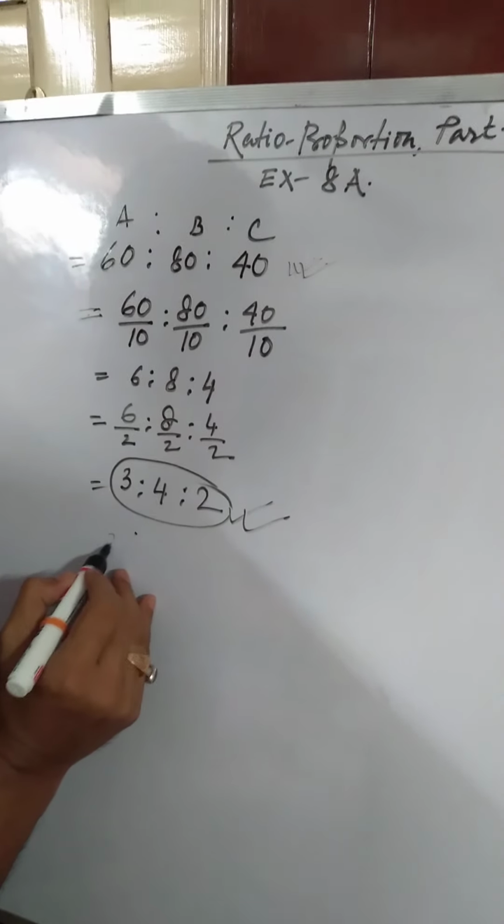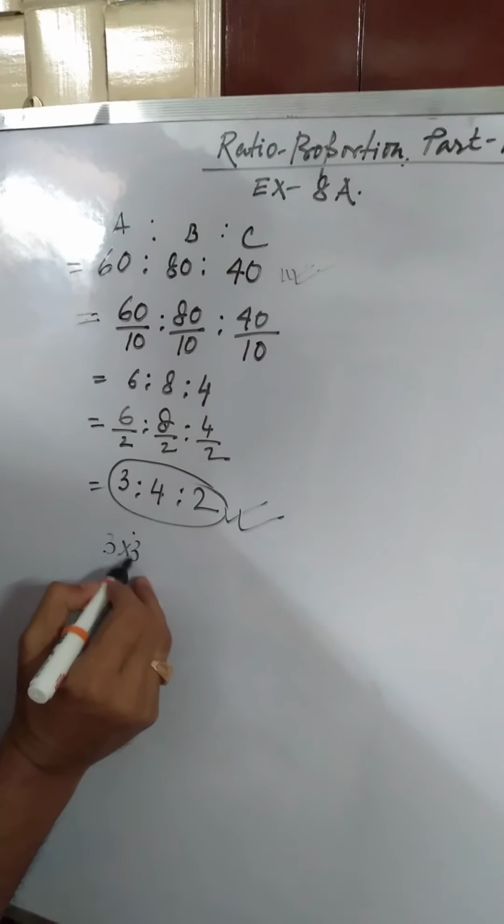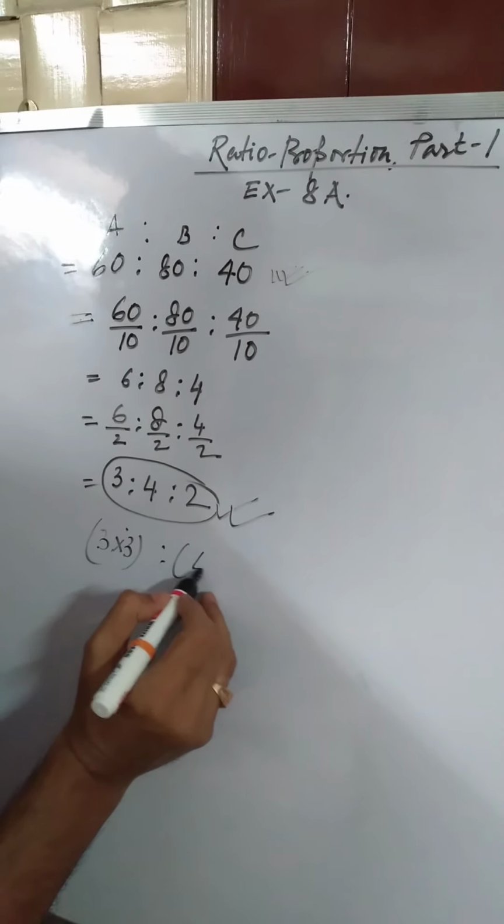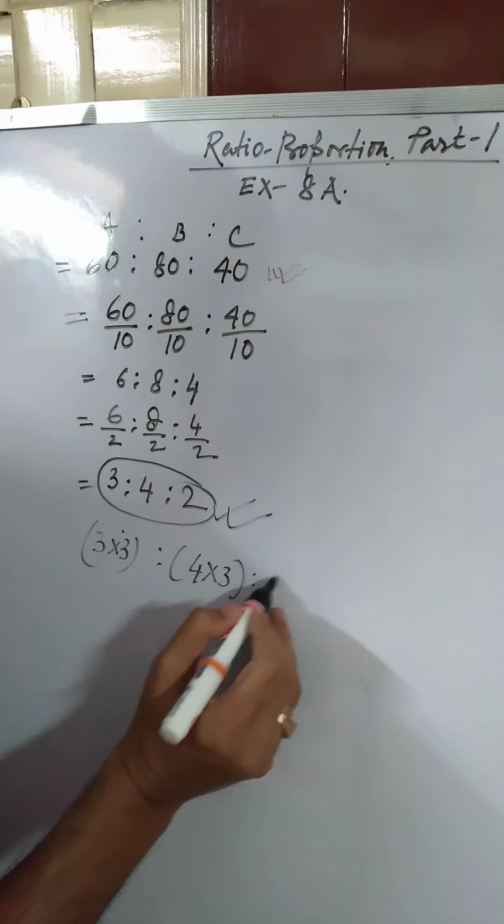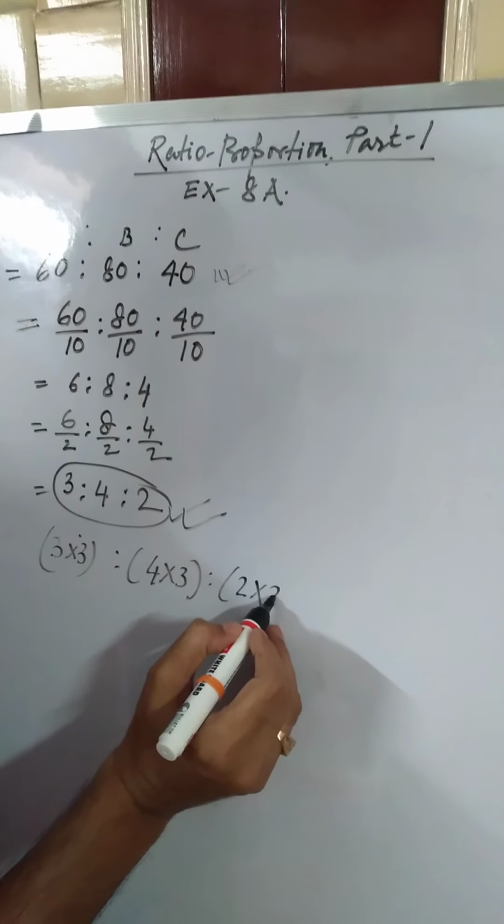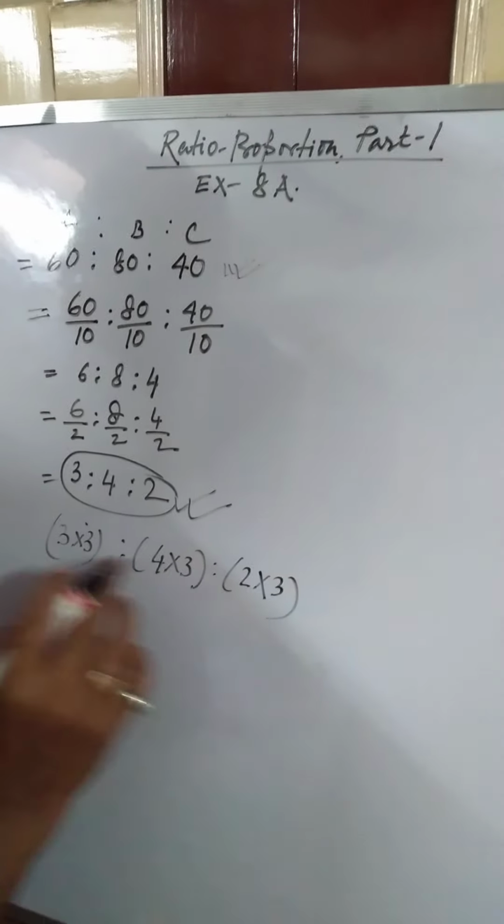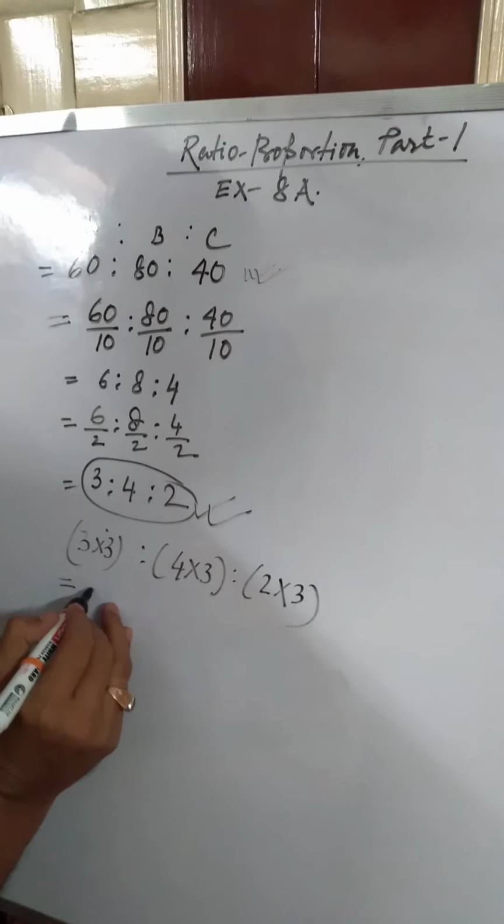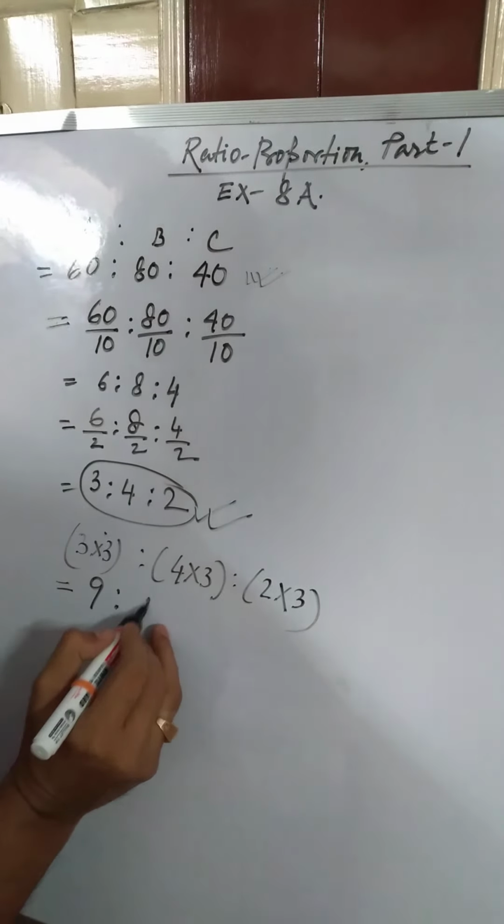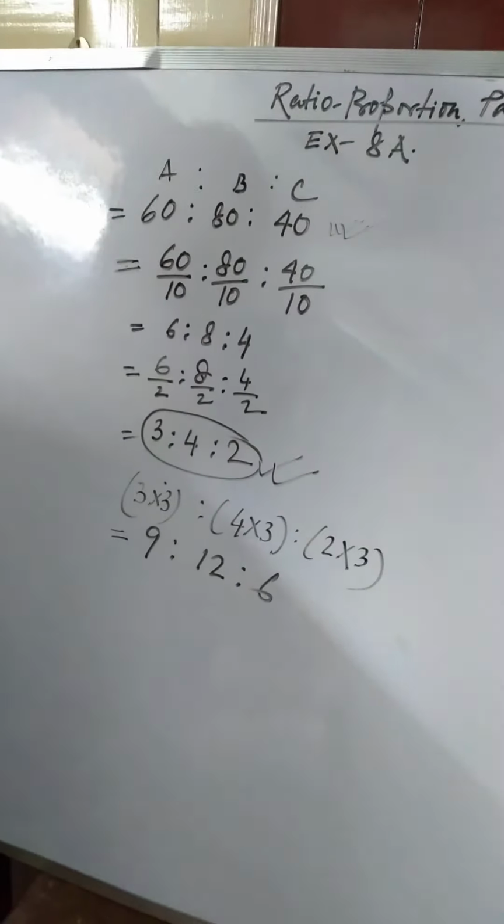Now if you multiply this 3 with 3, this 4 with 3, and this 2 with 3 also, you are multiplying all the numbers with the same number. So it comes 9 is to 12 is to 6.